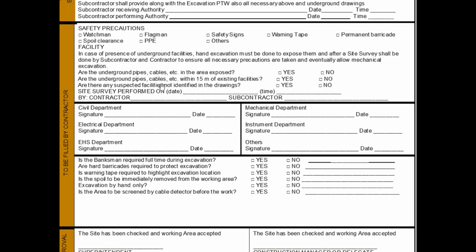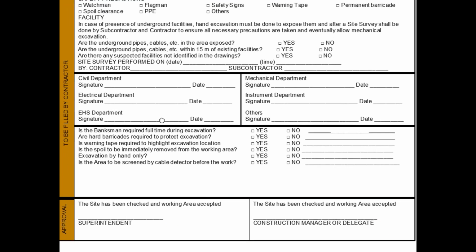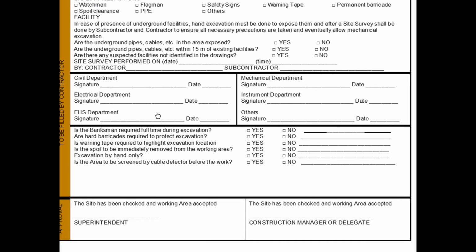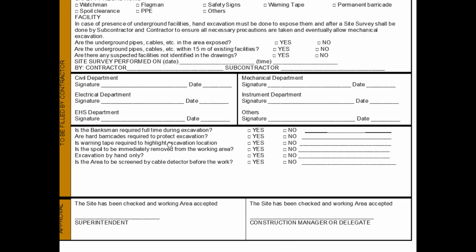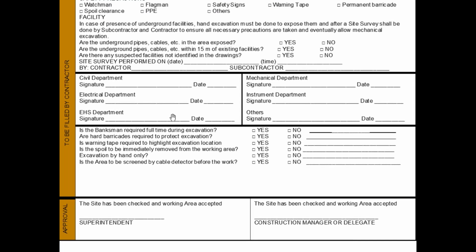So whether all these facilities are present in that area or not, that should be checked and ticked as yes or no. Then the civil department should check some of the activities, and then the electrical department, EHS department, mechanical department, instrument department, and some other expert person should also check the facilities.